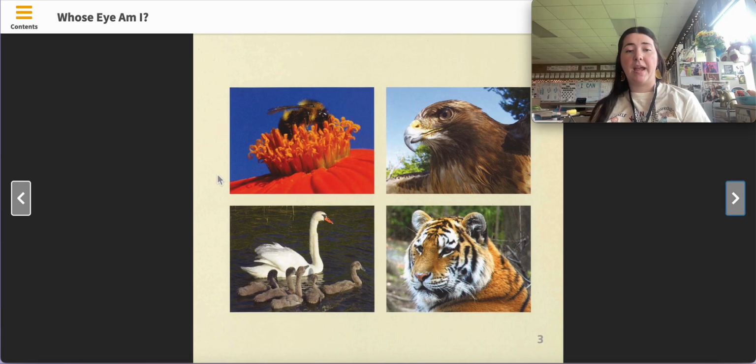So we all need eyes. That's very important for us to have. So here on this page, we have different types of animals to look at. We've got a bumblebee. We've got what looks like an eagle, some geese, and then a tiger. And they all have eyes, but all of their eyes look different. See how this eagle's eyes don't look like the tiger's eyes? And it's really tough to see the geese's eyes and the bumblebee's eyes because they are so teeny tiny.